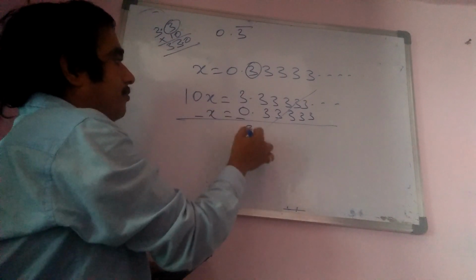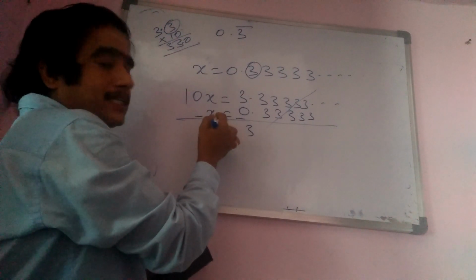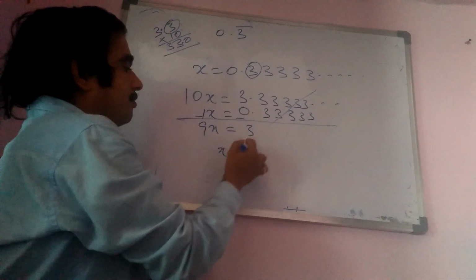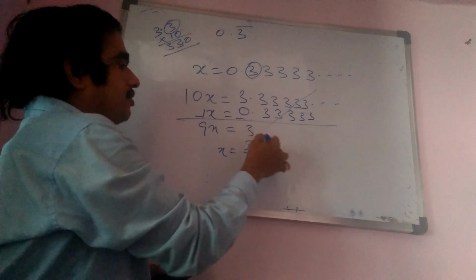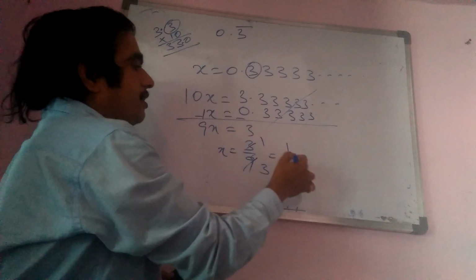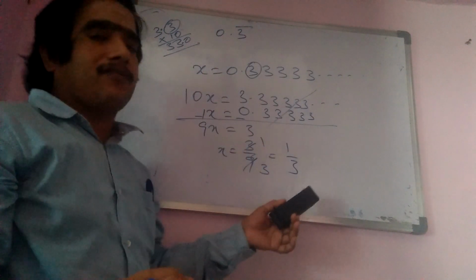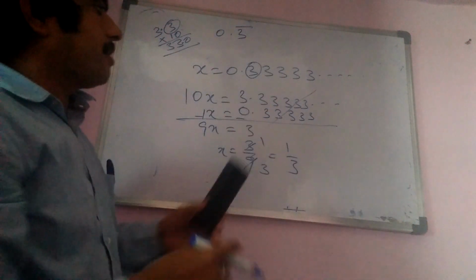We are subtracting now. It is 3 and here it is x. X means what? Single x. This will become 9x. So x is equal to 3 by 9. Here also you have to simplify. So how much will it come? 1 by 3. So 0.3 bar we converted as what? 1 by 3. So it is a non-terminating decimal.